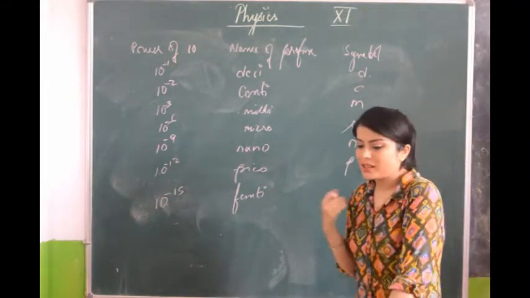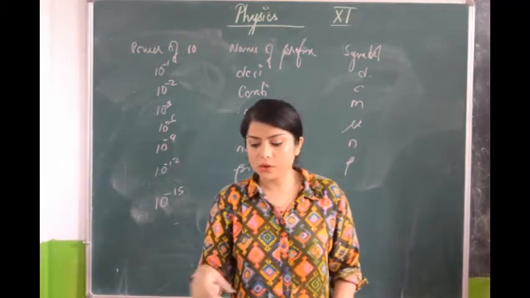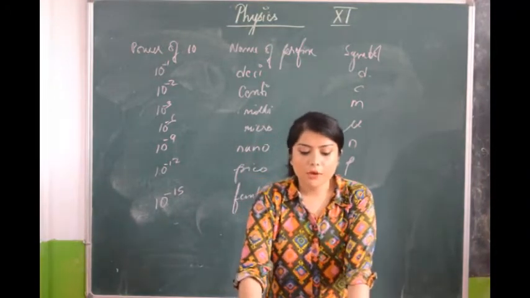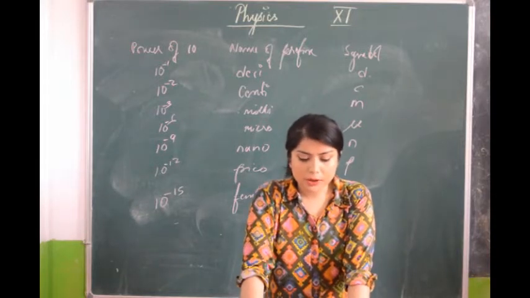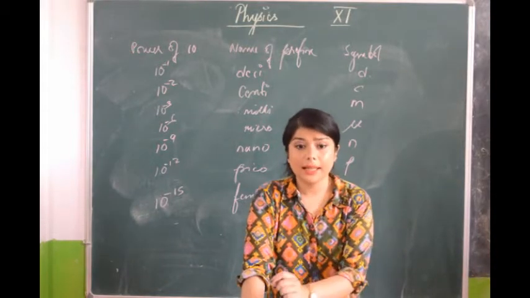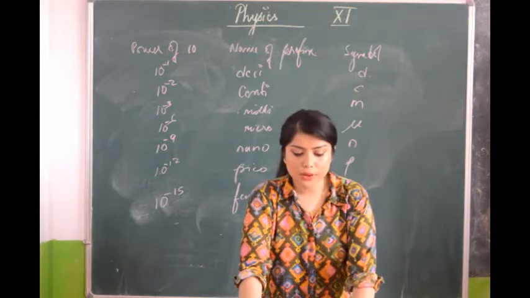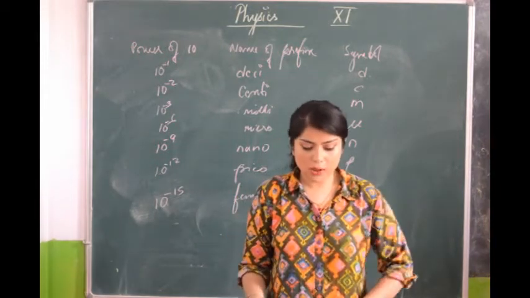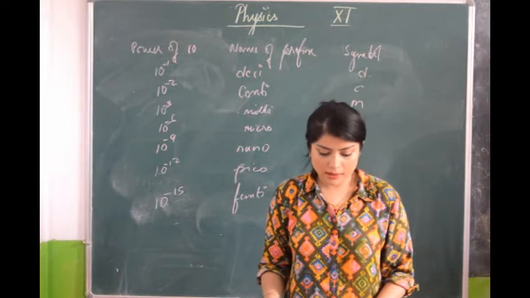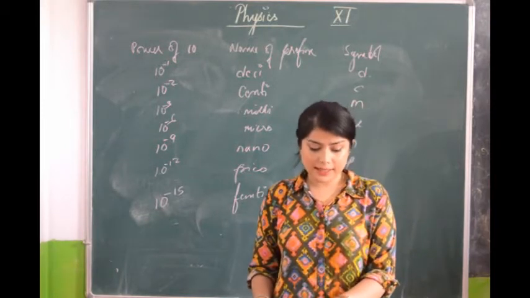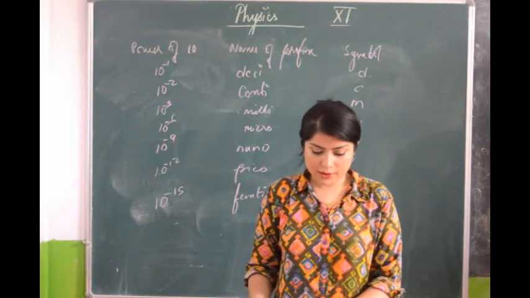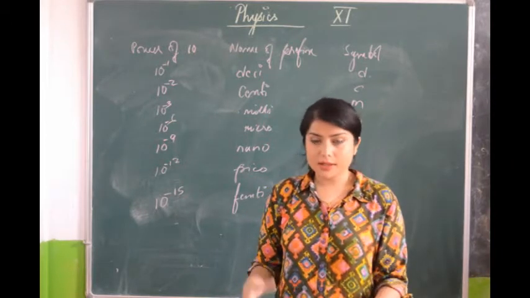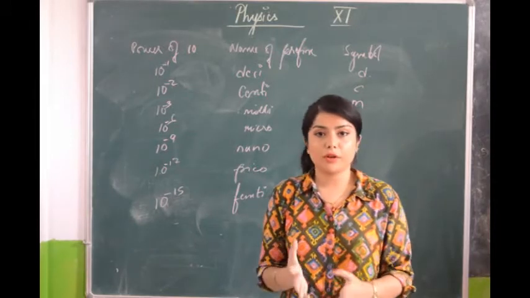Now for positive powers, this is already there in the book. You can refer to your book itself. For 10 to the power 1, or 10, it is deca, denoted by da. 10 to the power 2 is hecto, 3 is kilo, 10 to the power 6 is mega, 10 to the power 9 is giga, 10 to the power 12 is tera, 10 to the power 15 is peta. You need to remember all this, how to convert from one to another.